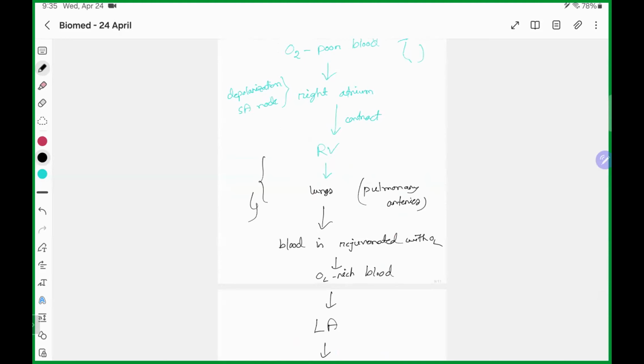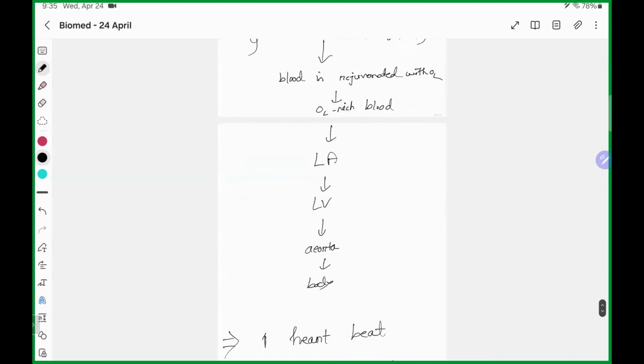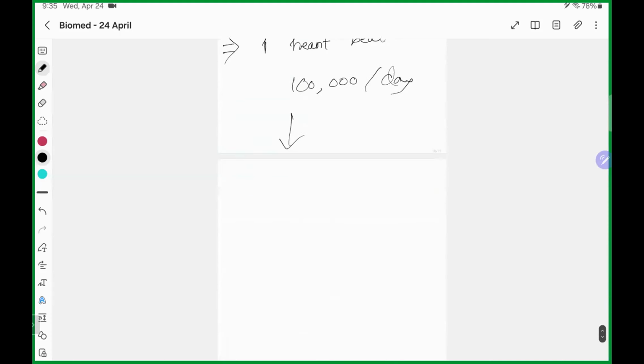Okay, after a delay it forces the blood from the ventricle to the lungs. So that's the AV node. Actually, this process was first recorded in 1903 by Mr. Wilhelm Einthoven. He was the first to record this.